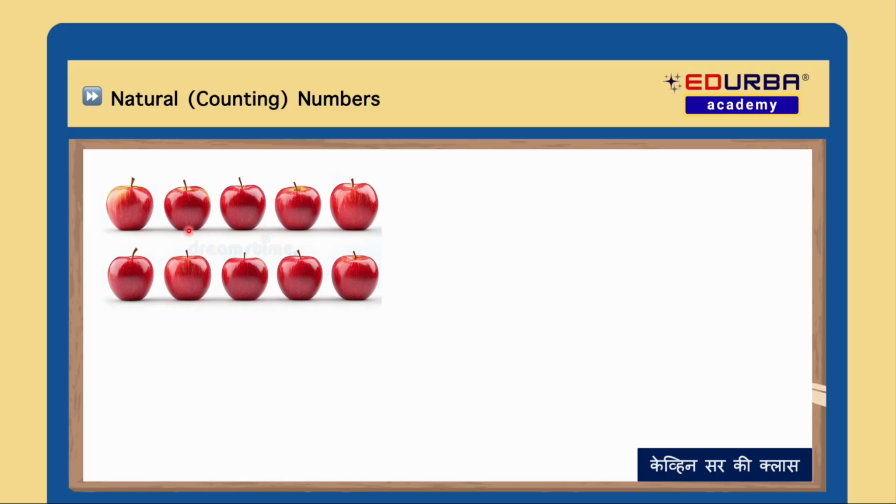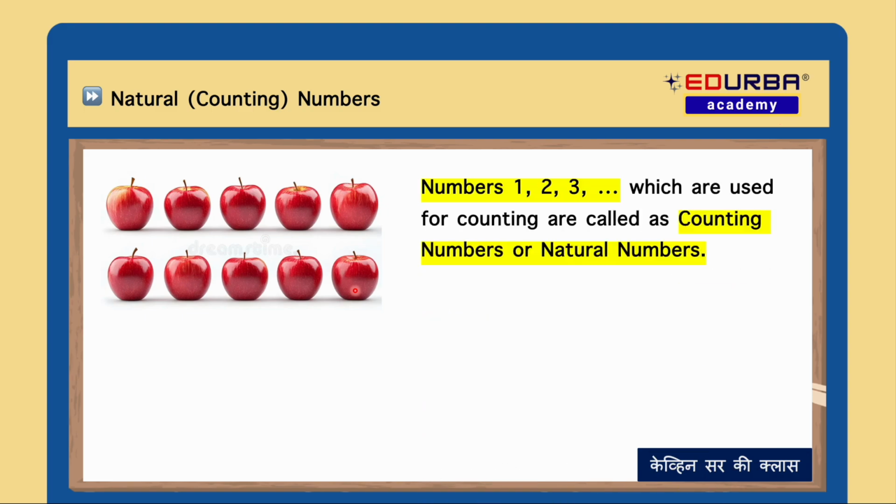Now on my screen I have 10 apples, 5 in the first row and 5 in the second row. Now how will I count them? I will start my counting from number 1 and continue counting them until we count all the 10 apples. Now this is easy counting. What about stars in the sky? You will spend your entire life counting stars in the sky, but you will not be able to count them. So that means there are unlimited stars in the sky. We use the term infinity to explain that. Infinity means unlimited or without any limits. So numbers 1 to infinity which are used for counting are called as natural or counting numbers.